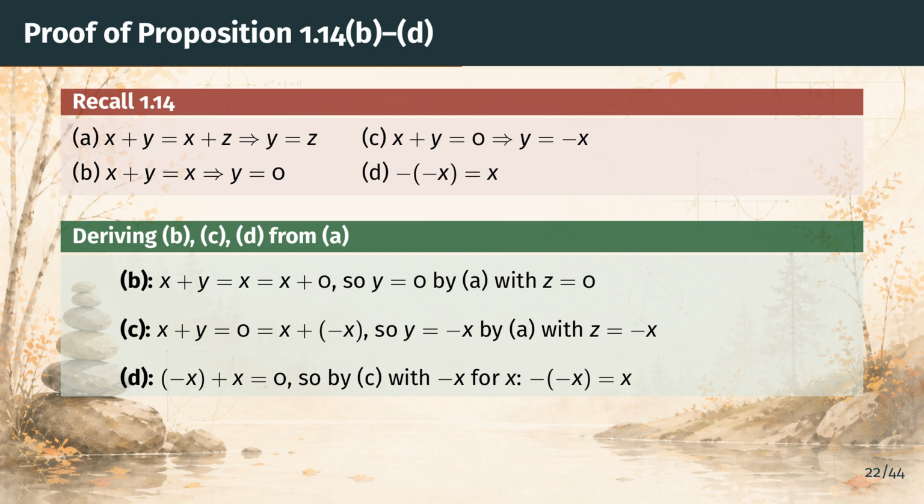Parts B through D all follow from the cancellation law. For Part B, the equation x plus y equals x is the same as x plus y equals x plus 0. So y equals 0 by cancellation. For Part C, x plus y equals 0 is the same as x plus y equals x plus negative x, so y equals negative x. For Part D, we know negative x plus x equals 0, and by Part C, this means the element that sums with negative x to give 0 must be x, so the negative of negative x is x.